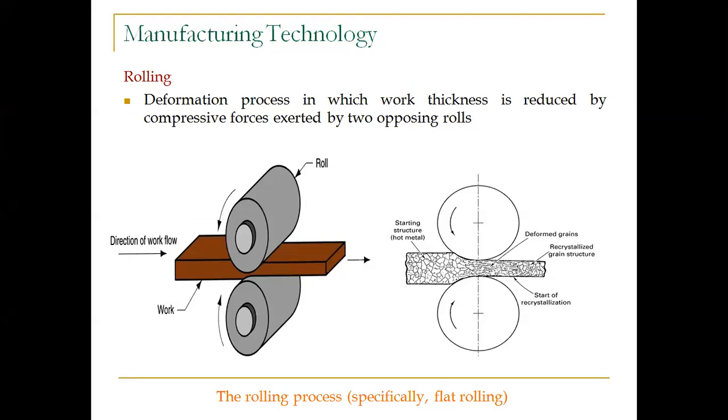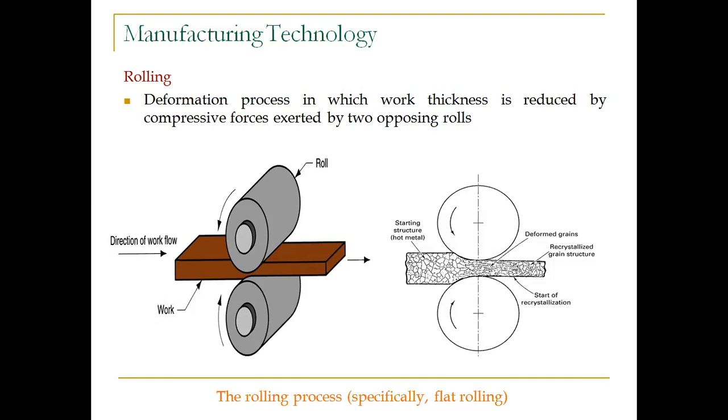Basically, the rolling process is a deformation process in which the work thickness is reduced by applying compressive force exerted by two opposing rollers. So you can see from this diagram that the metal blade is passing through two rollers, and the thickness of this blade is reduced, and the length of the blade is increased continuously.